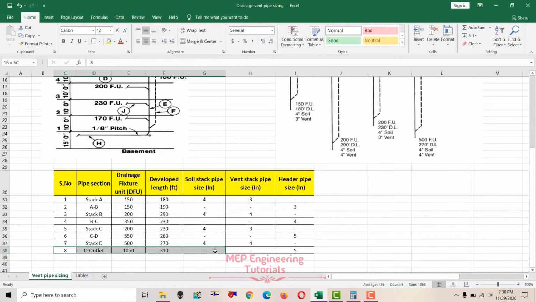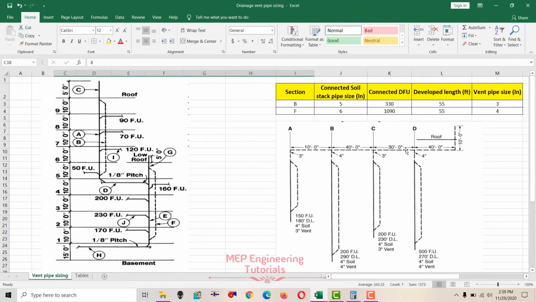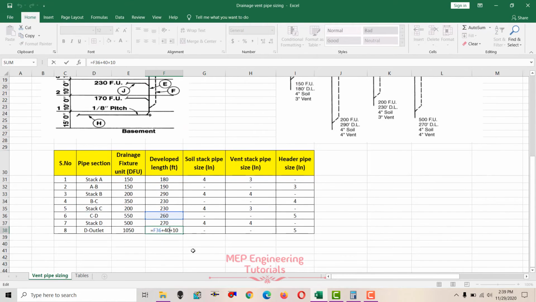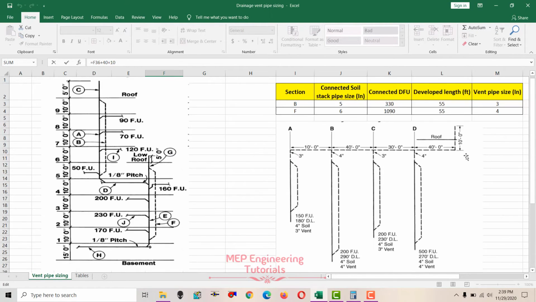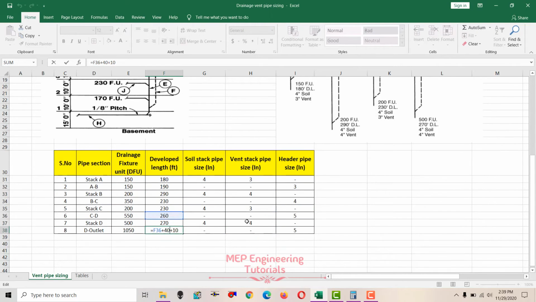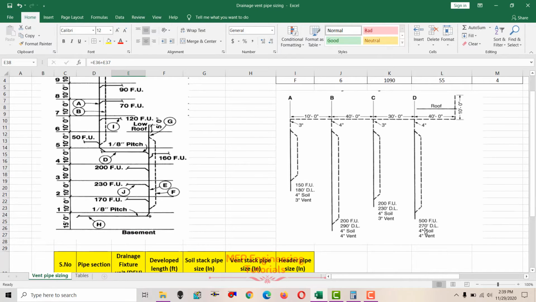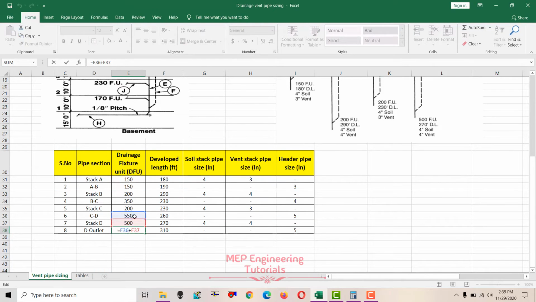So now the last one is from D to the outlet. This is the roof level, extended up to the roof. So the total developed length will be how much? C to D it was 260, plus 40 plus 10, that is 310 total developed length. And fixture units: here you can see 500 fixture units, and C to D fixture units, which we calculated, is 550. So 550 plus 500, it will be 1050 fixture units.